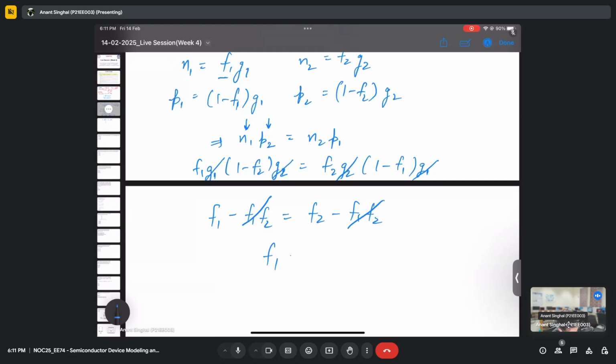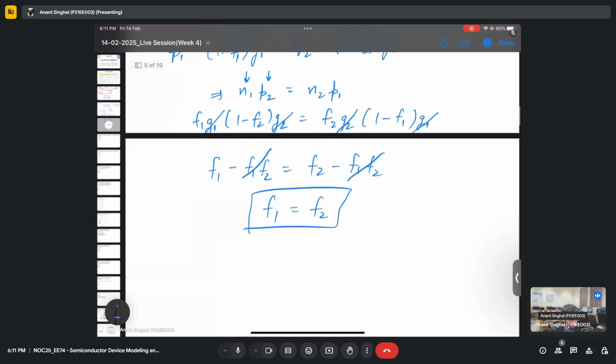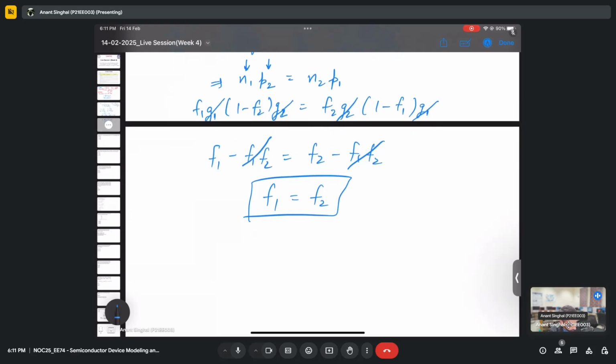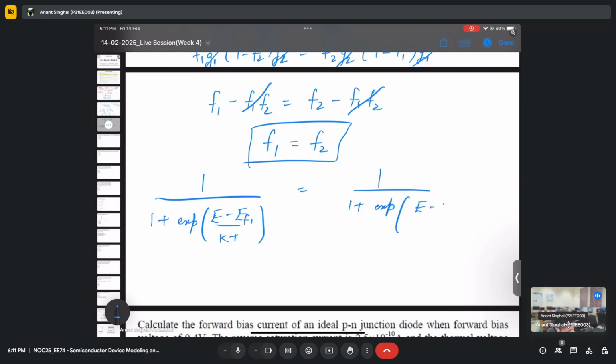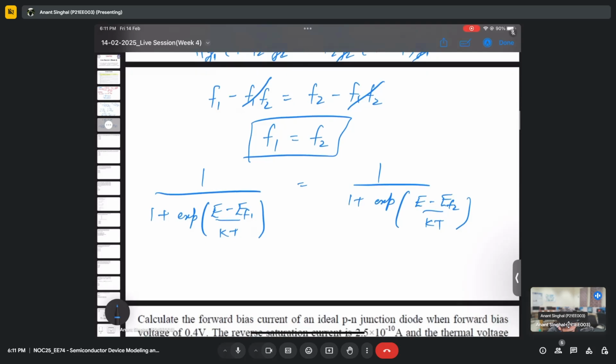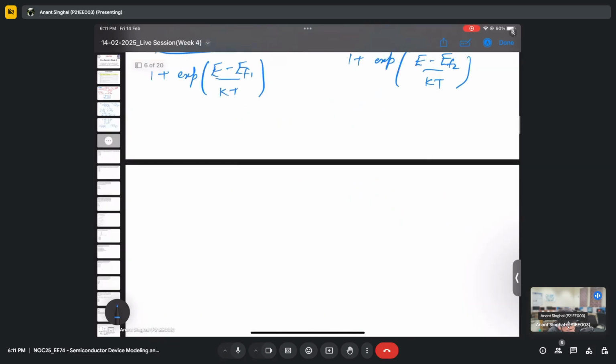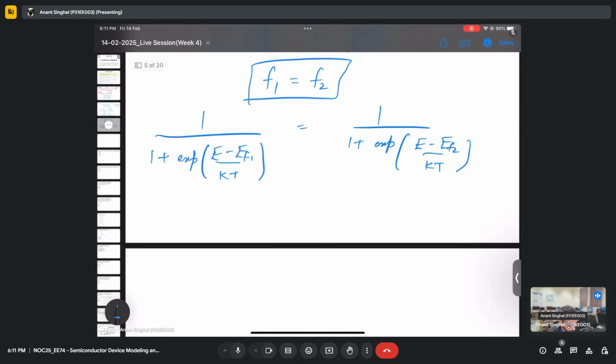So what you see is that the Fermi functions are the same, first of all, not the Fermi level. So F1 equals F2, that is, 1 upon 1 plus exponential E minus EF1 over KT equals 1 upon 1 plus exponential E minus EF2 over KT. So what do you imply from this? If F1 is equal to F2, what will be equal in these two things?